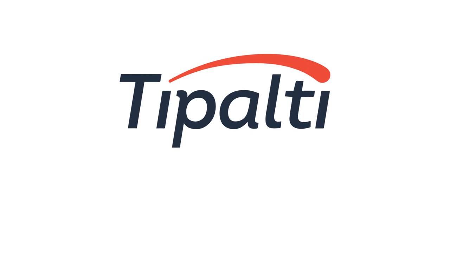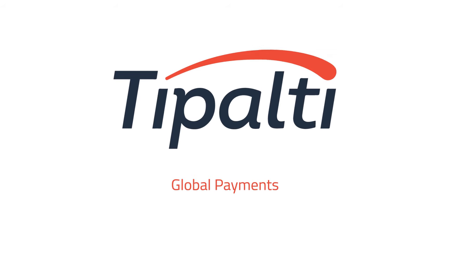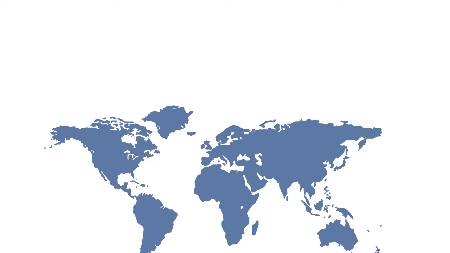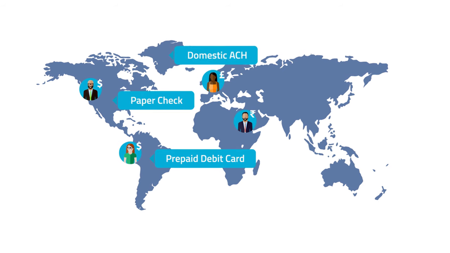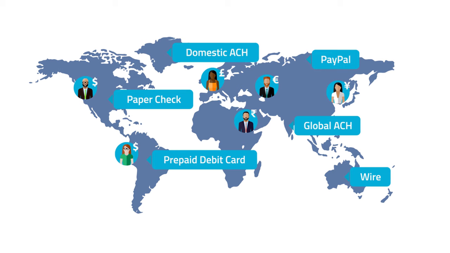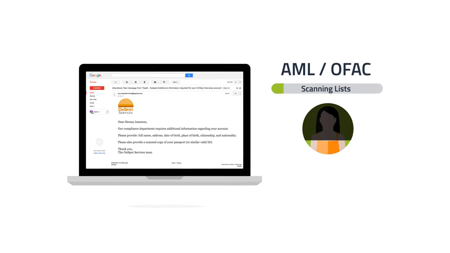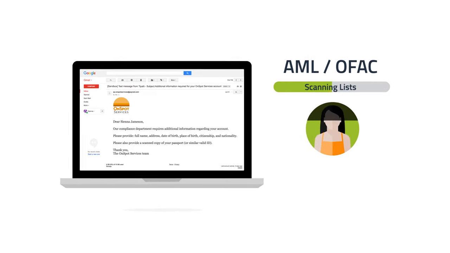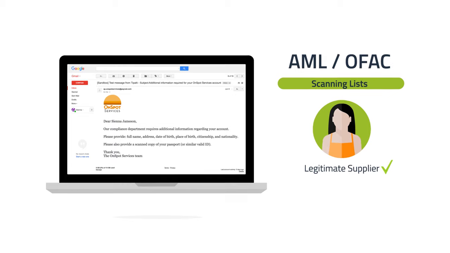Tipalti handles global mass payouts to 190 countries in 120 currencies and in 6 different payment methods. So now you can pay thousands of suppliers, contractors, publishers, freelancers, and partners anywhere in the world in minutes from a single application. Before any payment is processed, our software checks the AML, Do Not Pay, International blacklist, and OFAC, so only legitimate suppliers are paid.